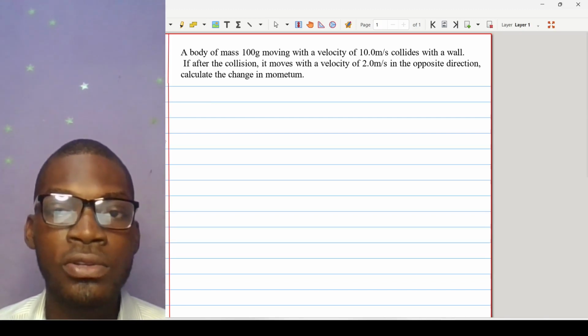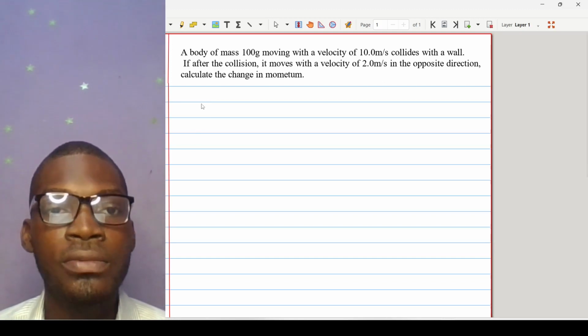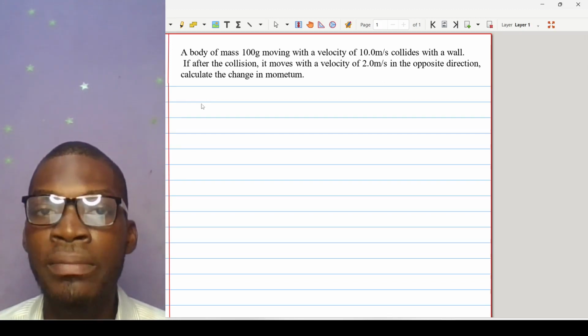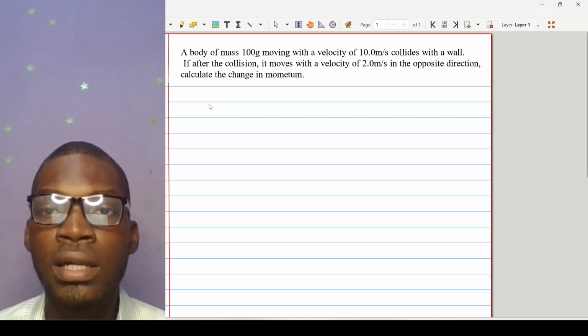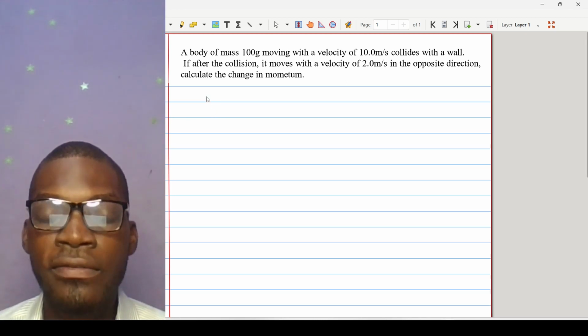Hi guys, we have a question here. It's actually a JAMB question. It's from JAMB 1991, and the question is number 5.